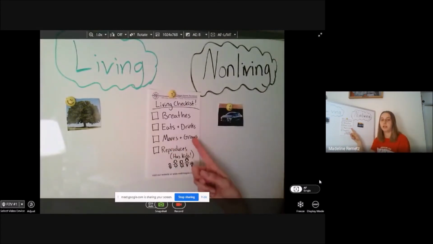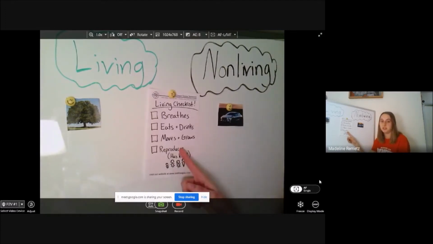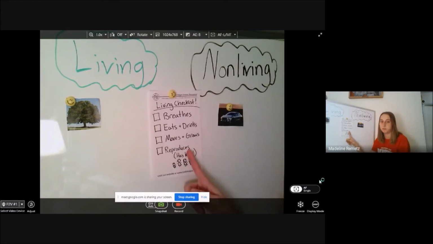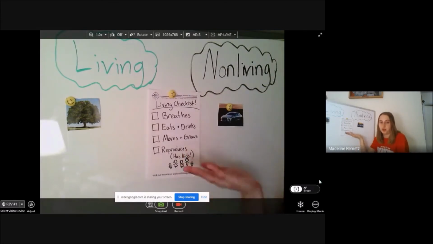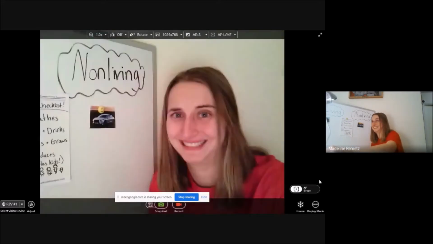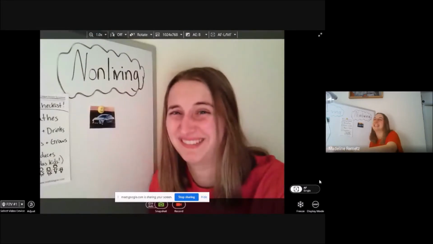Moving and growing, come on. It might not be growing, but that car is definitely moving in this picture. Look how fast it's going on this road. So it seems like a car can move. And unfortunately, a car's not having kids, but you could have your family have 4 cars, and then that could be like a family of 4 cars. No? Yeah, I didn't think so either.